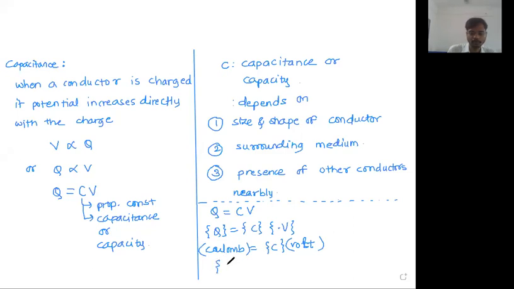So unit of capacity or capacitance is what? Coulomb divided by volt. Now this C means capacity. For Coulomb, let me use C again, and for volt, capital V. People call this Coulomb upon volt as Farad, not as Faraday.